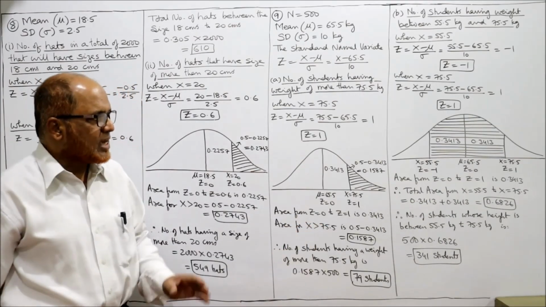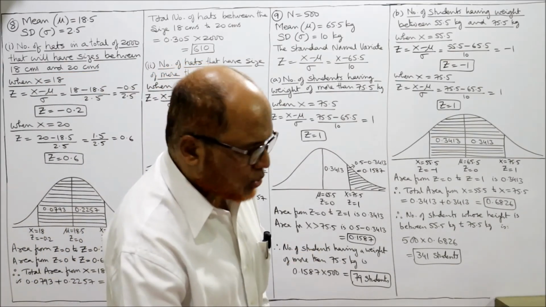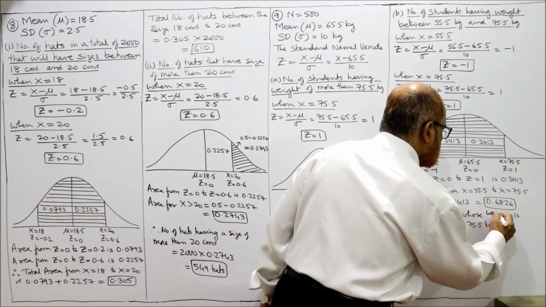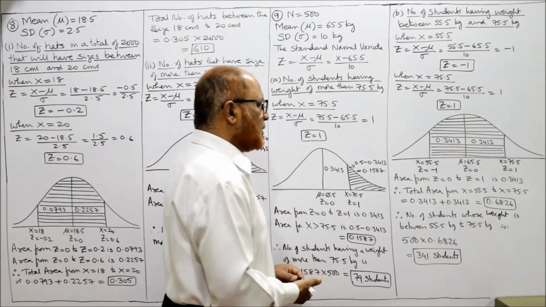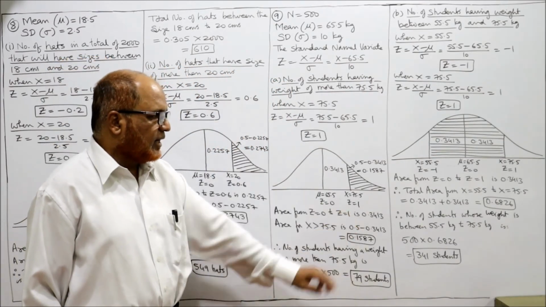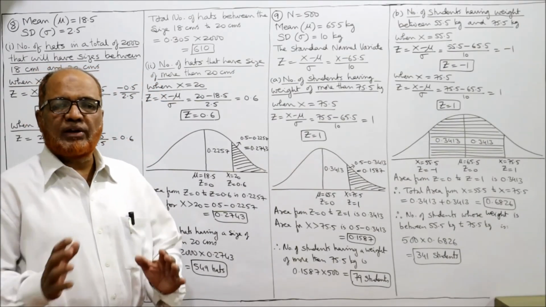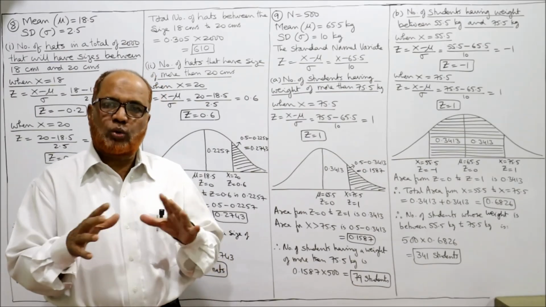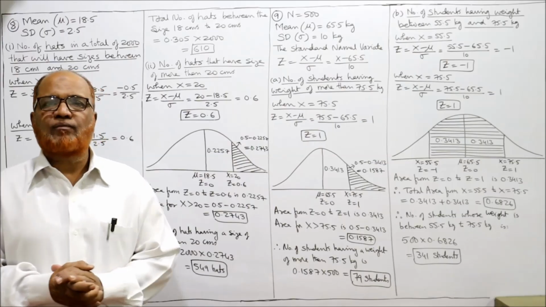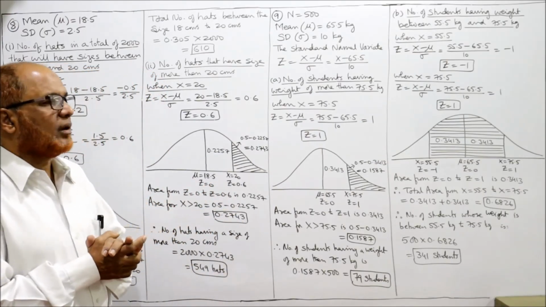The number of students whose weight, not height, is between 55.5 kilogram and 75.5 kilogram is 500 into 0.6826. It will be 341 students. So 341 students are expected out of a total of 500 students to have a weight between 55.5 kilogram and 75.5 kilogram. So this is the end of problem number 9.